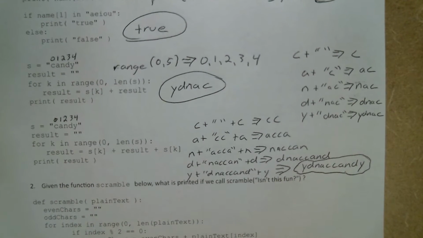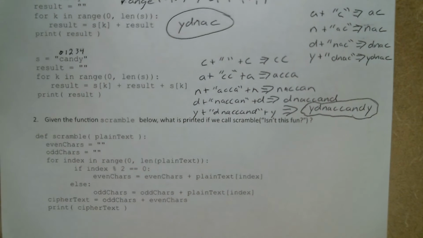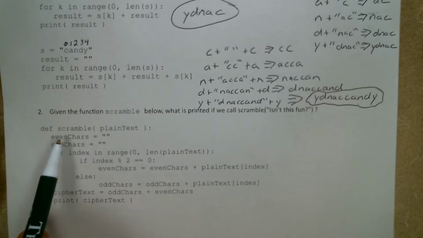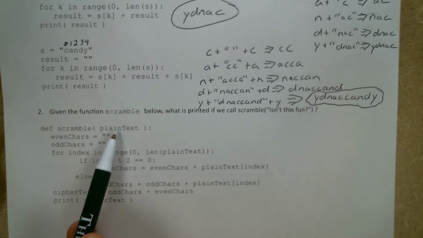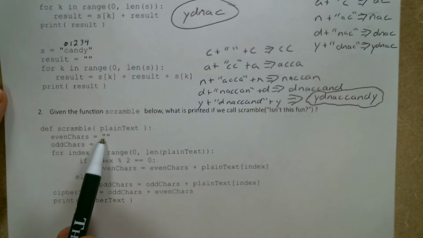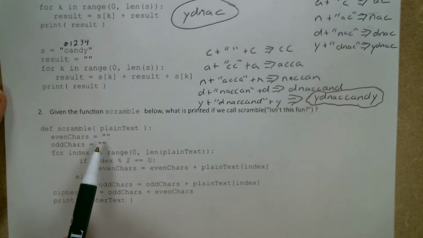All right, let's look at number 2. Given the function scramble below, what is printed if we call scramble? Isn't this fun? Let's take a look at what's happening here, and then we'll figure out what it's actually going to print out. So we have a function. It's taking a parameter called plain text. There's a variable even characters, which is the empty string. There's a variable odd characters, which is also the empty string.